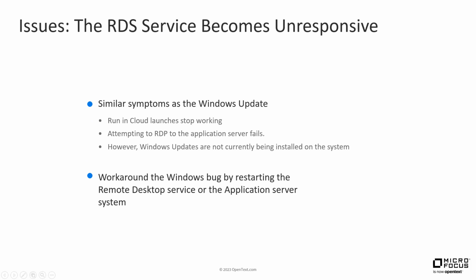In some cases, the RDS service may bug out and become unresponsive due to Windows bugs. The symptoms will be similar to when Windows is installing updates. However, Windows updates are not currently being installed in the system. The workaround for this case is to restart the remote desktop service or the application server system to recover the server.